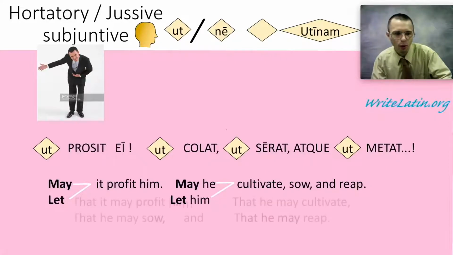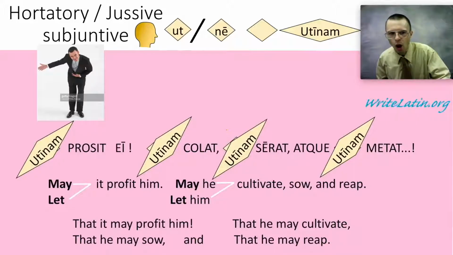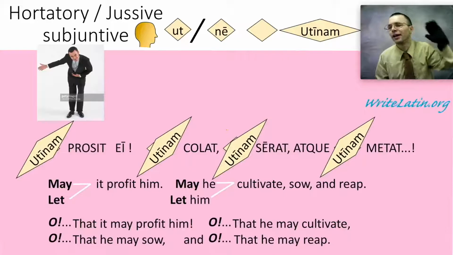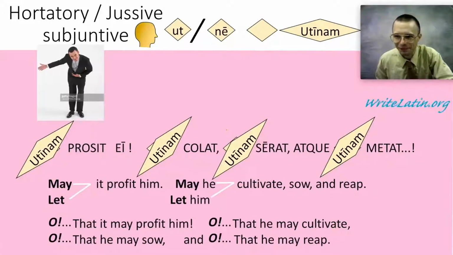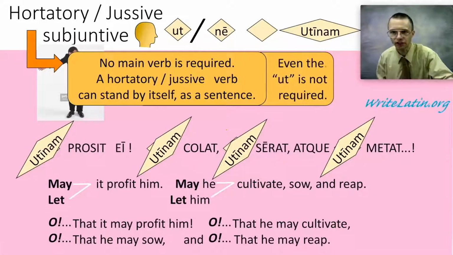Now, if you want to be nice, you could include an ut prosit ei, that it may profit him. Or, if you want to be really cool, you could use an utinam. Oh, that it may profit him. Oh, that he may reap. So this is ways to ham it up. Notice in all of these, there is no main verb anywhere. A hortatory subjunctive verb can stand by itself as a sentence, and it doesn't even need the ut.